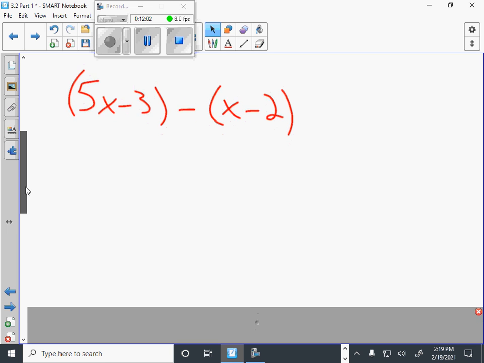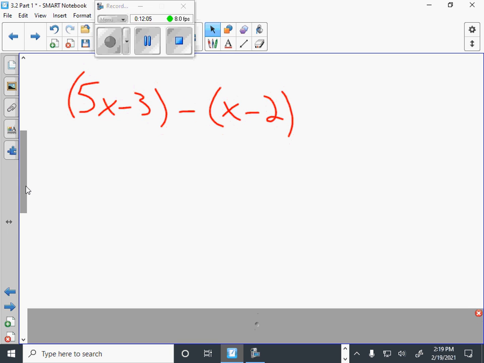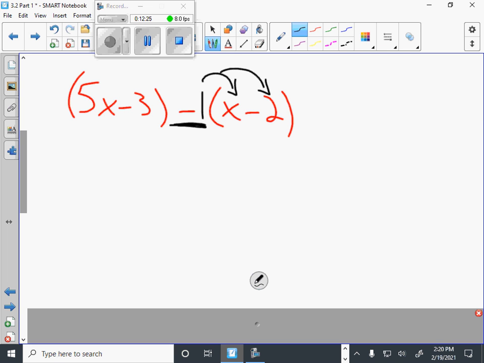Hey, this one. We have 5x minus 3 minus x minus 2. Okay, start with parentheses. Can you do anything in there? Nope, no like terms. There's no exponents. Multiply, divide. Have to be careful because of this right here in the middle, and that's a minus. That minus 1 is being multiplied to both the x and the negative 2. So you can actually rewrite this. It's 5x minus 3 plus, what's negative 1 times x? Negative x. And what's negative 1 times a negative 2? Positive 2.